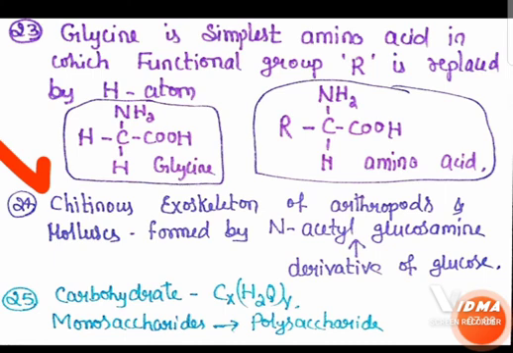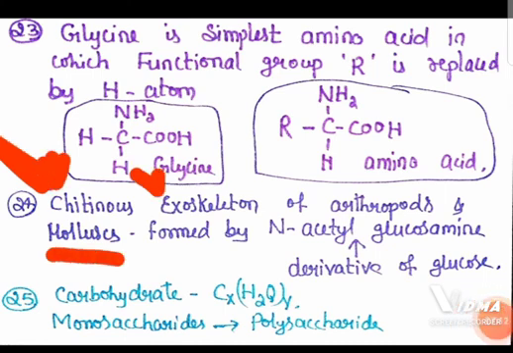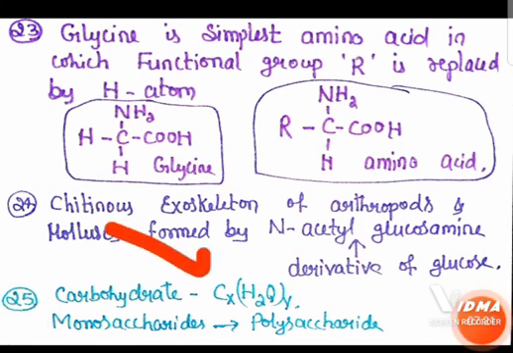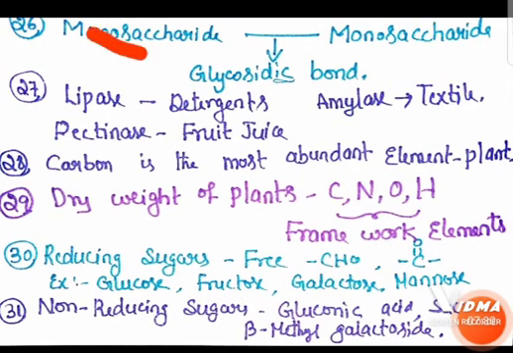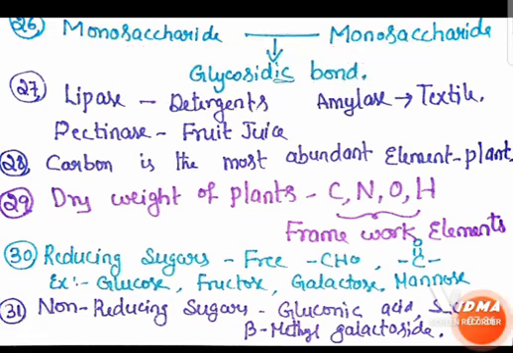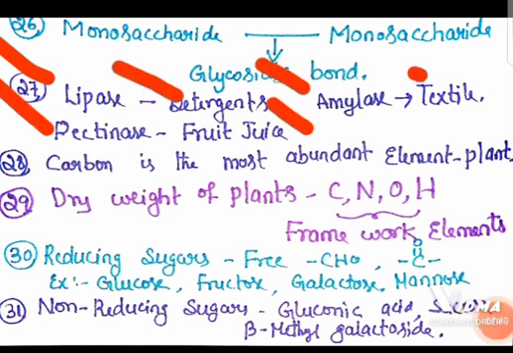And in arthropods and molluscans, the exoskeleton is made up of chitin, and that chitin is chemically made up of N-acetyl glucosamine. N-acetyl glucosamine is a derivative of glucose. So this is the general formula of carbohydrate, CxH2O y times, and we know in carbohydrates monosaccharides form polysaccharides, and between two monosaccharides there is a bond called a glycosidic bond. Lipase enzyme is used in detergents, pectinase in fruit juice, amylase in the textile industry.